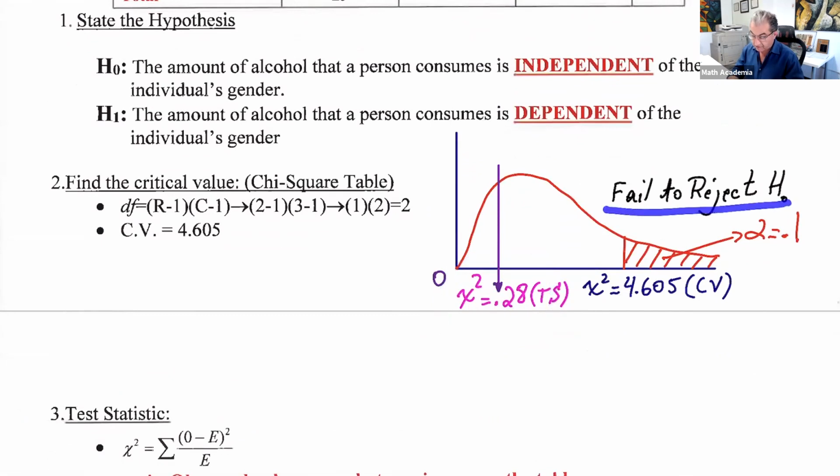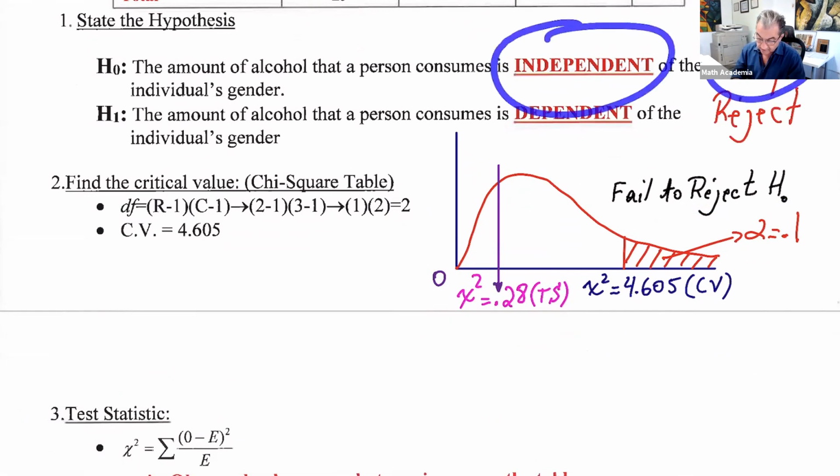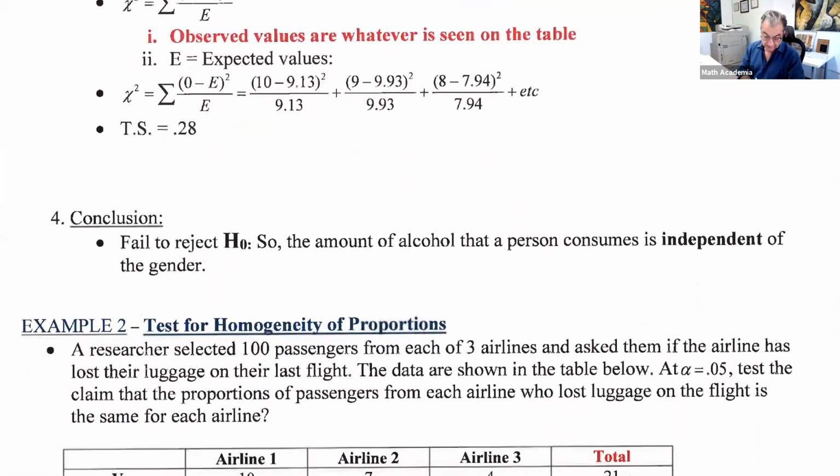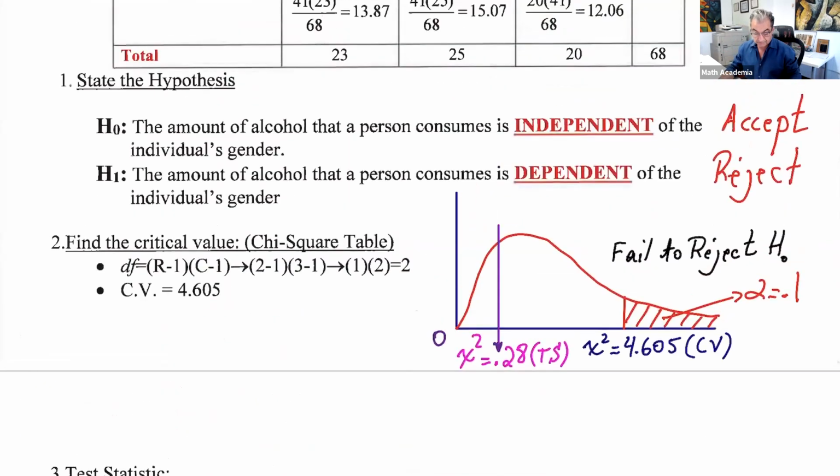So again, first conclusion we already know. Non-shaded area is fail to reject H0. Fail to reject H0. That means we are accepting this claim and rejecting that one. So we are accepting that they are independent. So, and I put here, fail to reject H0, so the amount of alcohol that a person consumes is independent of the genre. Now let me show you how you can do that with a calculator.